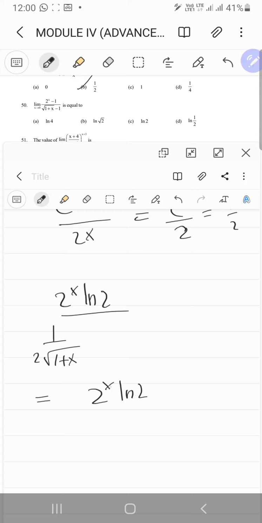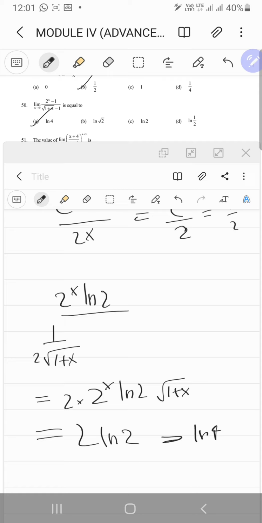So it should be 2 into 2 power x natural log 2 over square root of 1 plus x. And now try putting x equal to 0 into this thing. It's going to be 2 natural log 2. Easy. So 2 natural log 2 is basically just natural log 4, and A should be the correct answer.